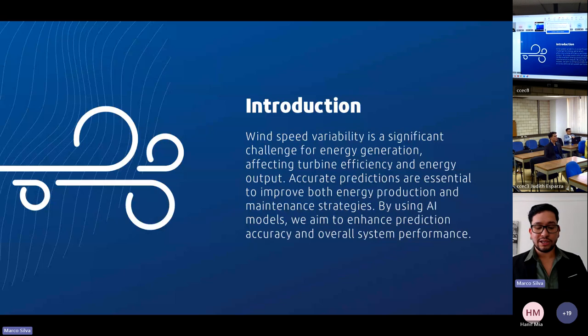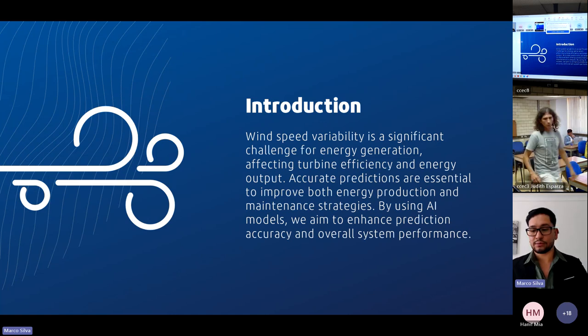Introduction. Wind energy is highly dependent on accurate wind speed forecasts, but wind speed variability presents a major challenge. Unpredictable changes in wind patterns reduce the efficiency of wind turbines and make it difficult to maintain consistent energy output. In this project, AI models are employed to improve the accuracy of wind speed forecasts, helping to optimize energy generation and reduce operation costs.